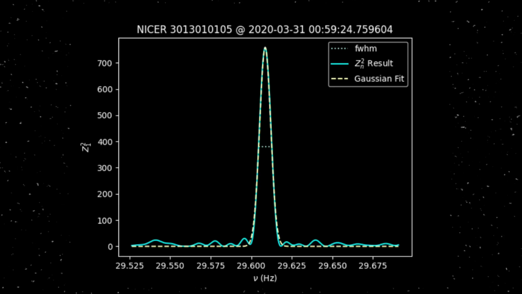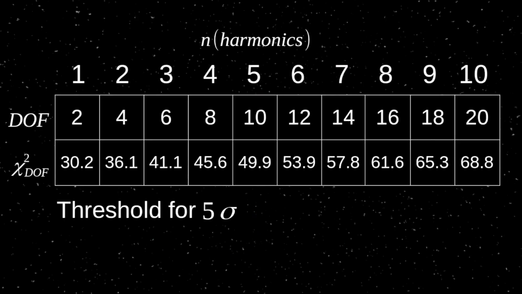It's one of my favorite test data sets to go through. You can see that we definitely have a very, very strong and clear coherent result right here. A nice, clean, Gaussian-looking shape. Full width half max can be our error bars, and this is the type of result that we might expect to get. And with this being Z1 squared, you can see that we are well above the 30.2 threshold for this to be considered 5 sigma.